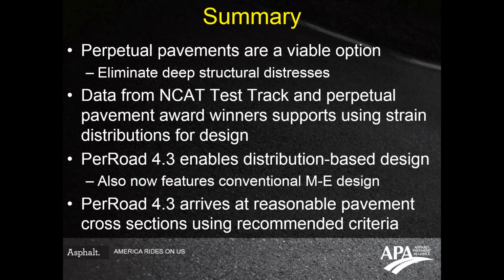And what we found, using the new criteria and typical values in our sensitivity analysis, is that the new software gives us pretty reasonable pavement cross sections that are really congruent with where we know perpetual pavements can be achieved, in that 8 to 15 inch range.